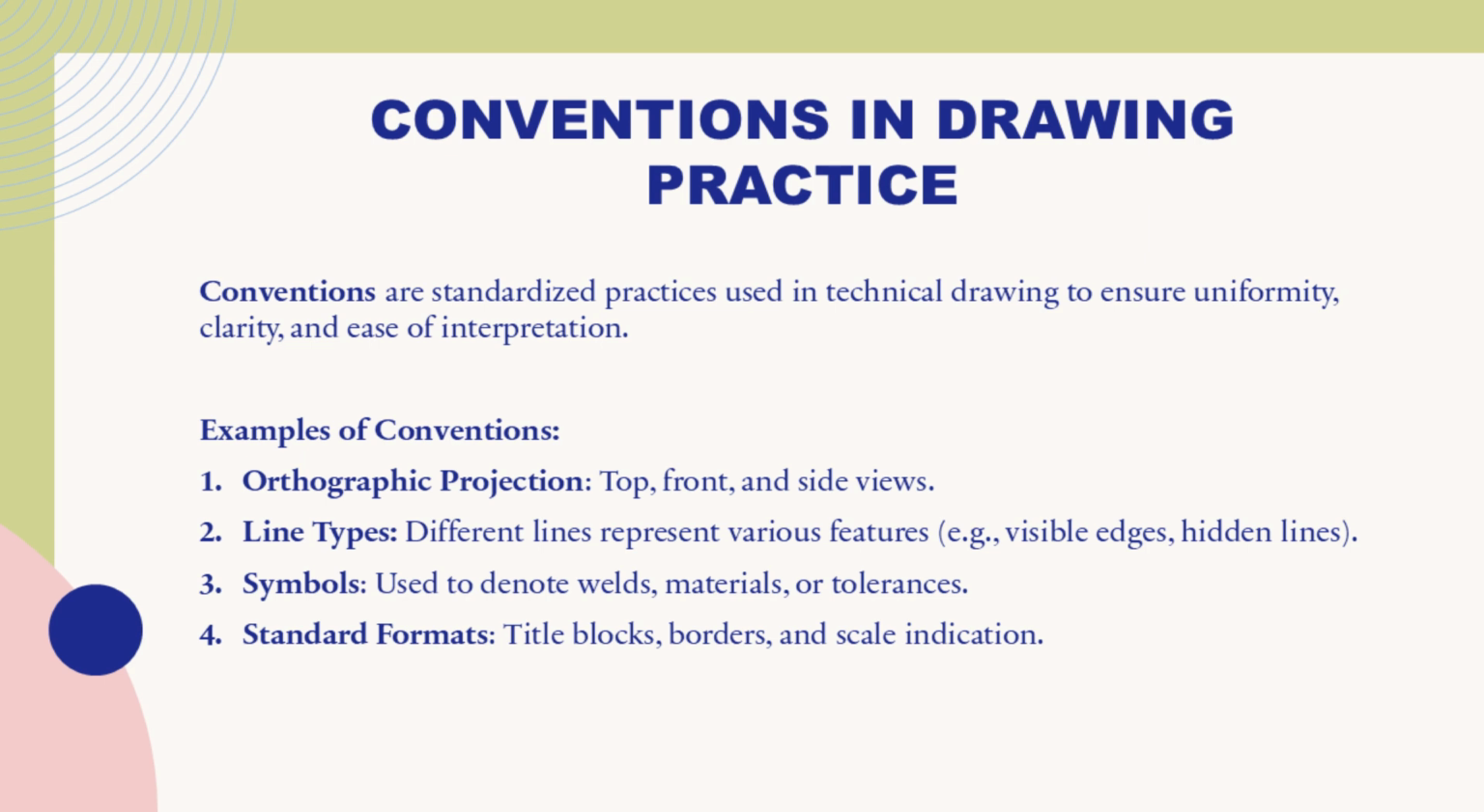Engineering drawing conventions are standardized practices that ensure uniformity, clarity, and ease of interpretation. These include orthographic projections showing top, front, and side views, specific line types representing different features, standardized symbols for welds and materials, and consistent format layouts. Mastering these conventions is key to creating professional, universally understandable technical drawings.